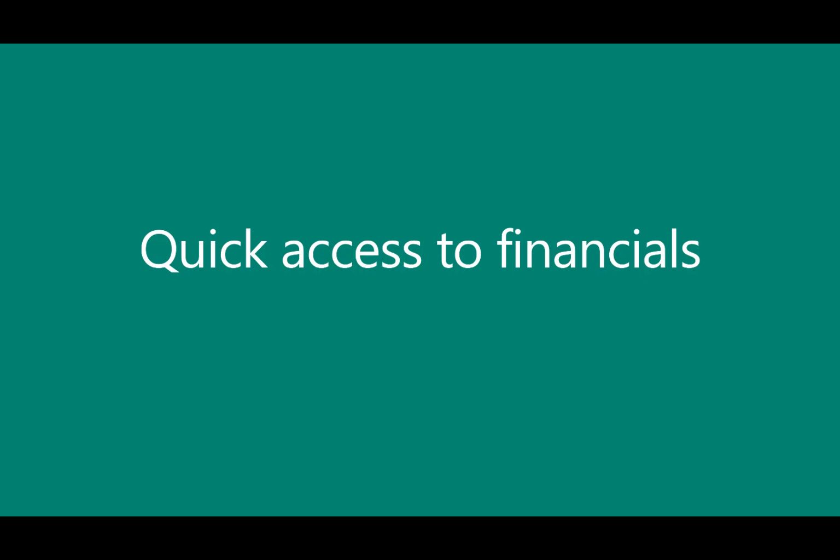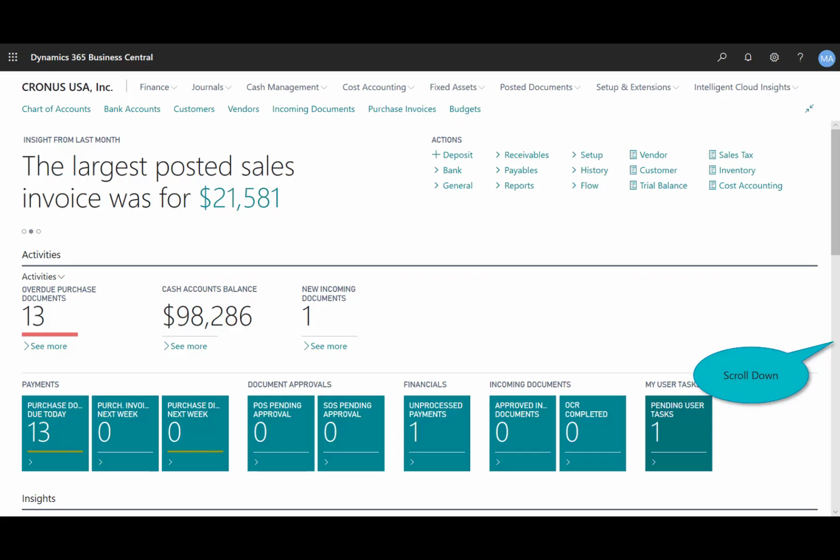So in the first scenario, we'll demonstrate just quick access to financial information. The accountant role-tailored homepage that's on display here offers metrics, cues, and shortcuts to key areas within the application that are relevant to this role owner. So you can see here shortcuts such as finance, journals, cash management, cost accounting, and fixed assets, etc. Again, they provide shortcut access directly to the areas that are most relevant to this particular role.